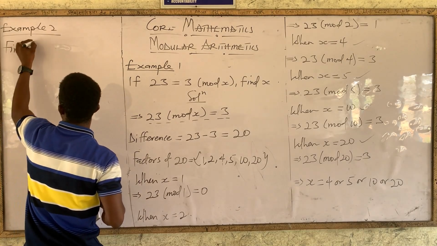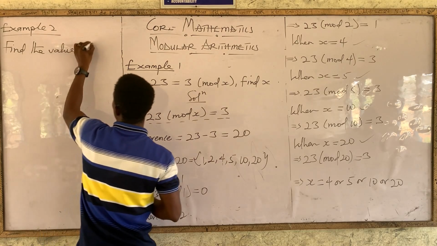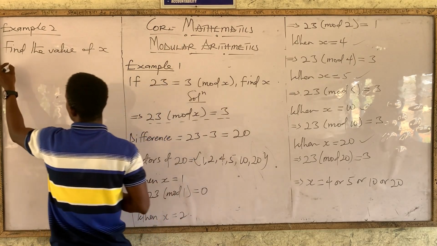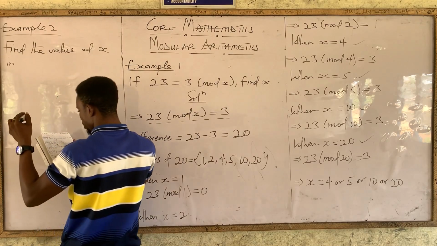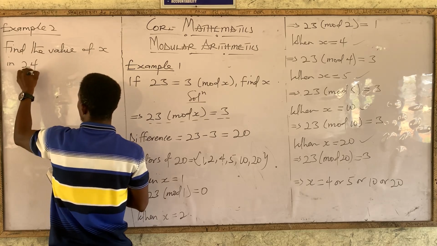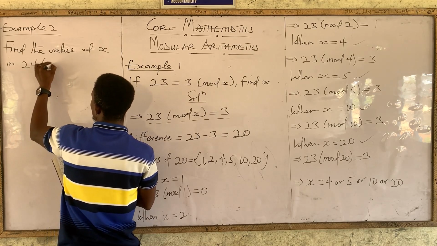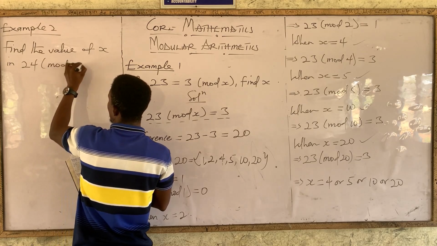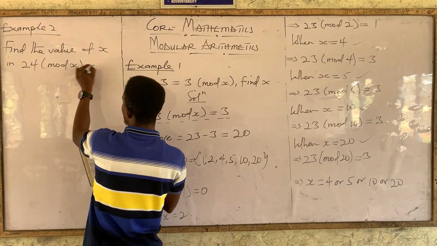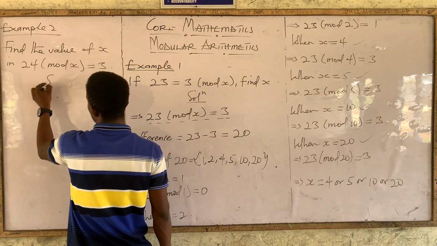Find the value of X in 24 mod X, which is equal to 3. So, solution.